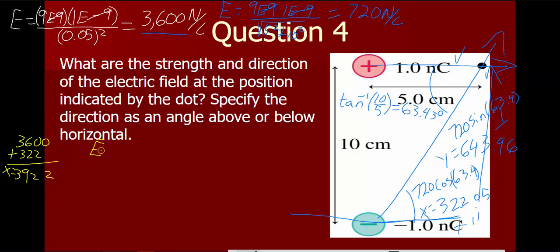So now to find the strength, we do the Pythagorean theorem. So for my total electric field here, it's going to be the square root of 3922 squared plus 643 squared.